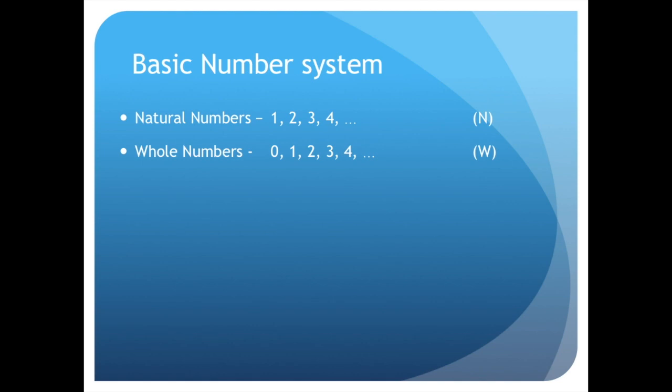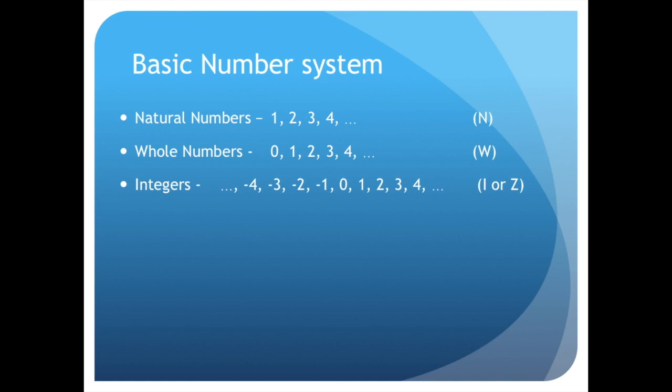Now suppose we want to utilize negative numbers as well. For example, we want to do a calculation for profit and loss. So if it is a loss, then we have to show it as negative. So there is a new number system which is called integers. The integers contain all negative and positive numbers as well as 0.